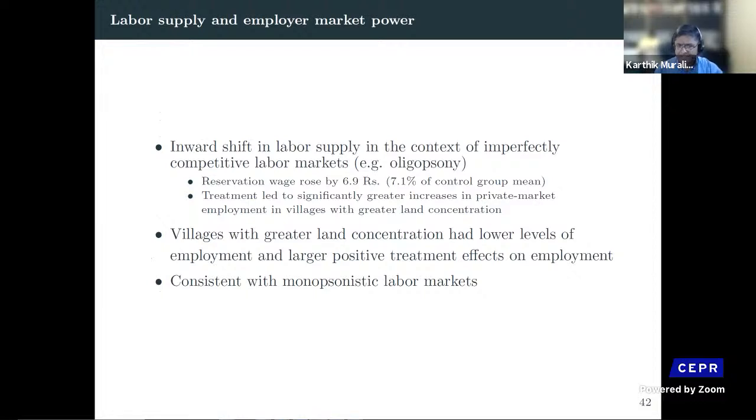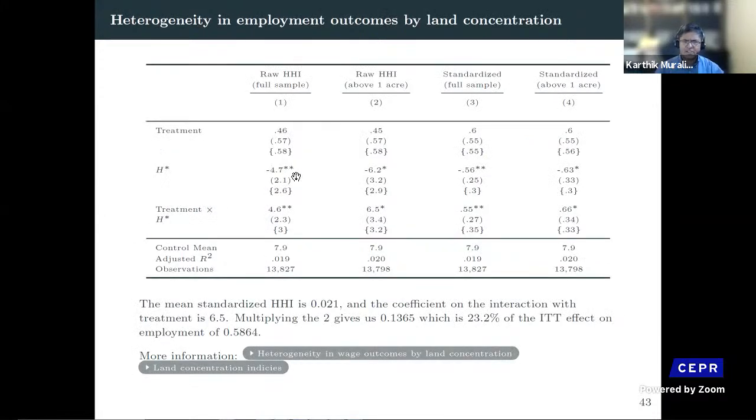We see that the reservation wages went up significantly, and in villages with larger land concentration, you get these effects. Here is now the Herfindahl index, and this is done both with the full sample and also restricted to land holdings above 1 acre, because the super small guys are less likely to be employers. And basically you see the raw correlation, which is just cross-sectional, so not causal at all, but the cross-section is consistent with lower employment in areas of higher concentration. That's what this negative coefficient is.